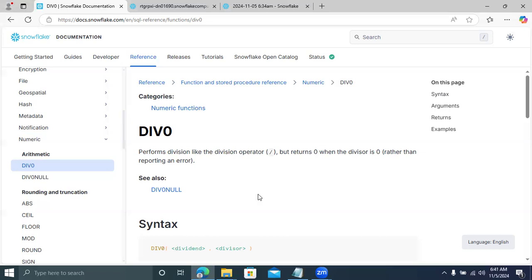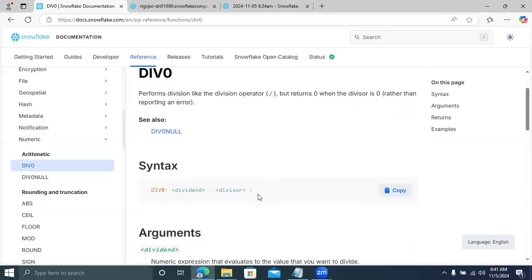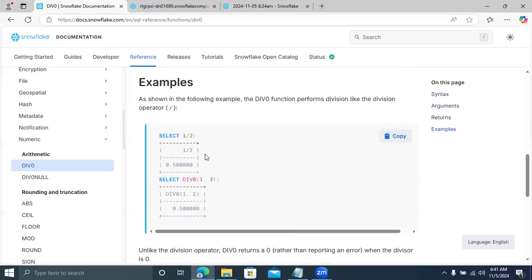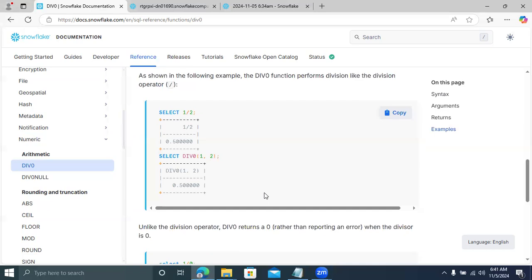Now, for the div0 function, we have to provide two arguments. One is the dividend, and the other is the divisor. The divisor is the value we are going to divide by. It's very simple. The dividend is 1, the divisor is 2. 1 divided by 2 is 0.5. Same thing again, dividend is 1 and divisor is 2, and you're getting 0.5.